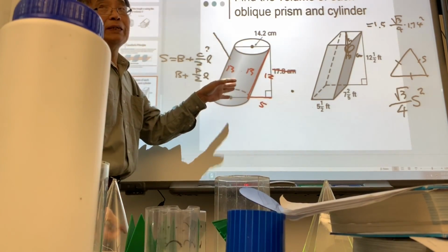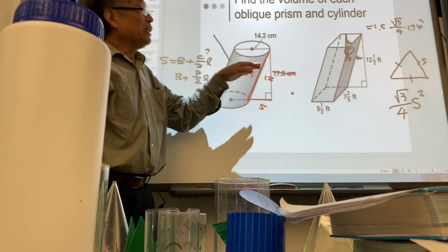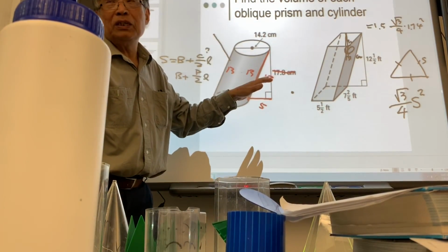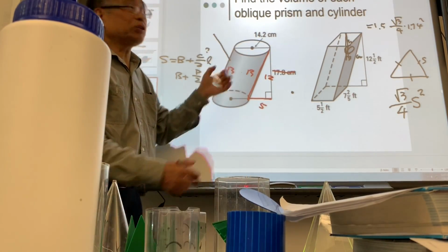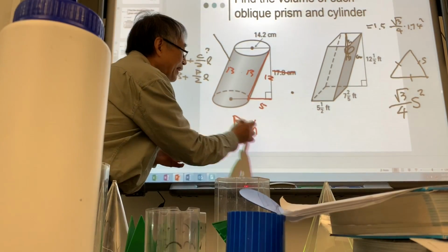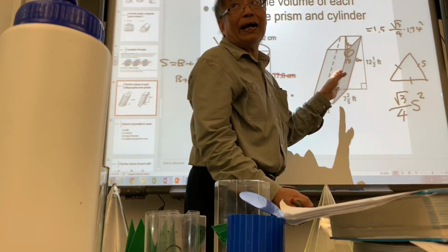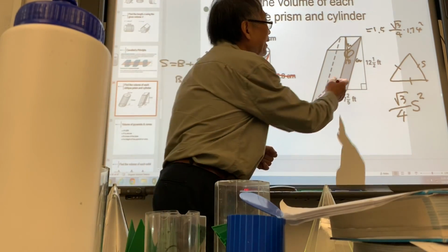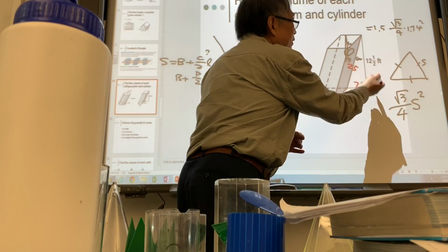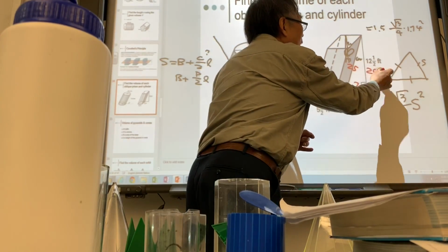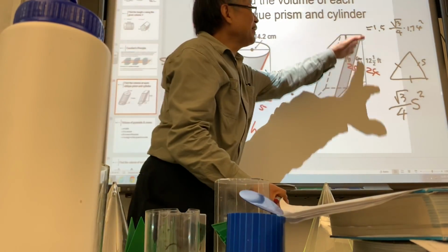Do you understand, please? For oblique figures, prism or something, you need to use Pythagorean to find the height. Then you use base area times height, same thing. If the question already gives you the height, you just do it. If the question gives you this side is 25, this side is 7, you have to find this is 24. Pythagorean to solve, find the height.